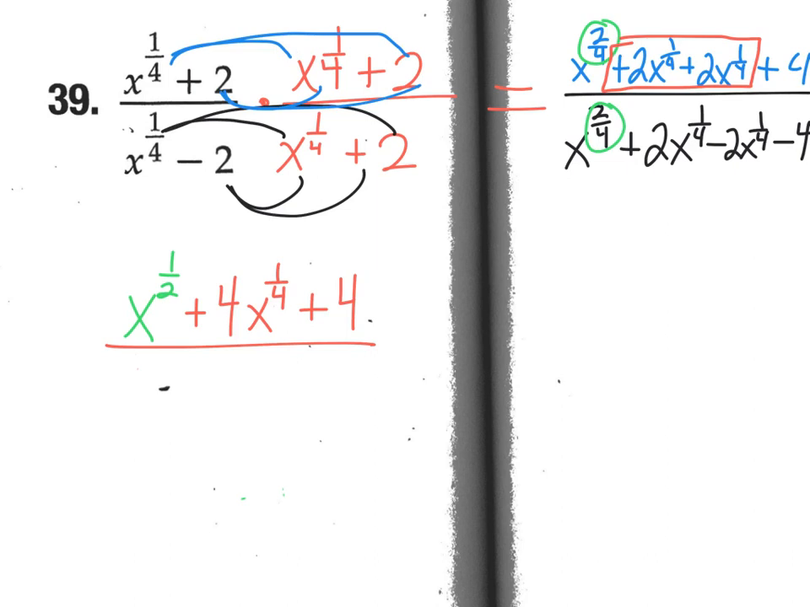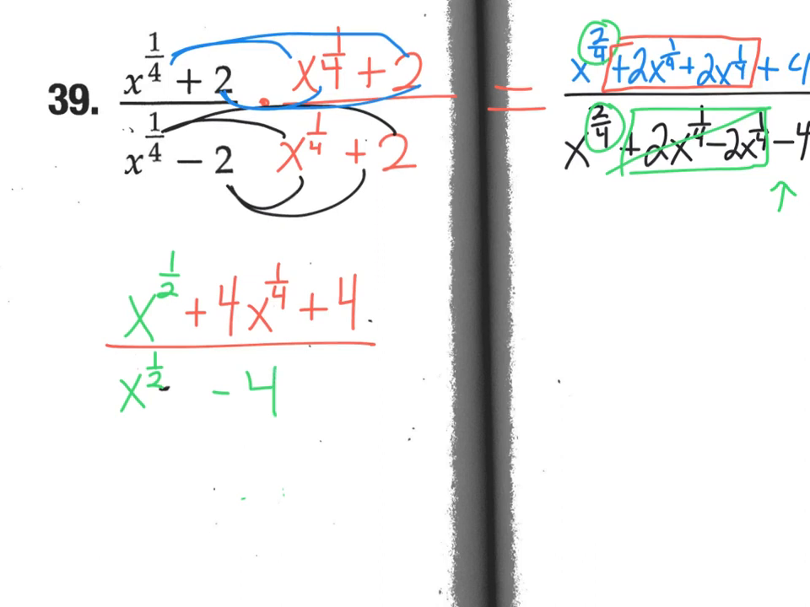Now in the denominator, again, x to the 2/4 becomes x to the 1/2. These two are going to cancel out: same base raised to the same exponent, one's a plus 2, one's a minus 2, so that gives me 0. And then I just have this minus 4 over here.